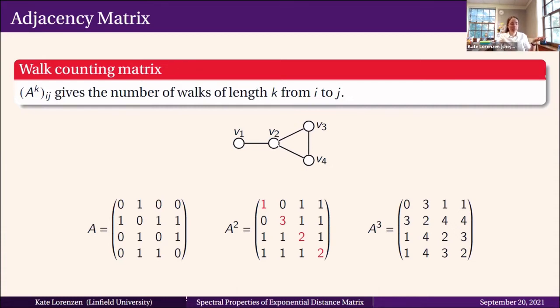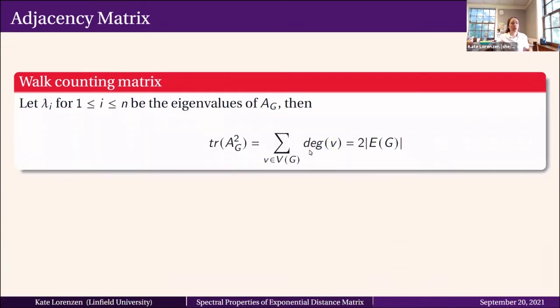So this is going to tell us that if I sum my diagonal entries, I am going to be summing my degrees. Well, another way that we can sum our diagonal entries is with the trace. So I can say that the trace of my adjacency matrix squared is going to be equal to the sum of my degrees, which we know is twice the number of edges of a particular graph. Now, another way I can always write my trace is I can sum my eigenvalues of that particular matrix.